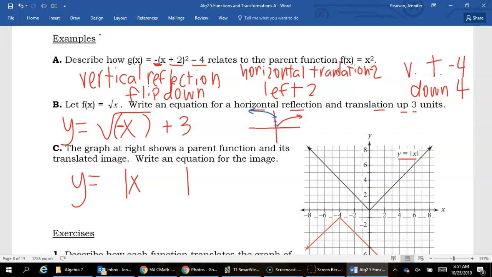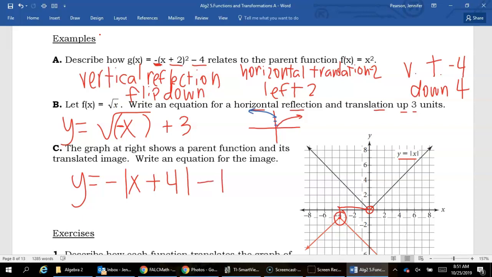So the vertex of the original is at the origin, and I need to move it to the vertex of the new one. And I can see that I have an upwards V, and now I have a downwards V. So I need to flip it down. In order to flip a graph down, all I need is a negative in front. Then to slide it to the left, it goes to the left 4 units. I need a +4. And then I need to slide it down 1 unit. And to slide it down 1, outside I need a -1.